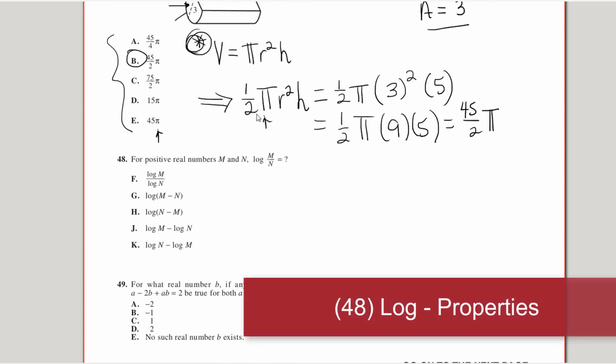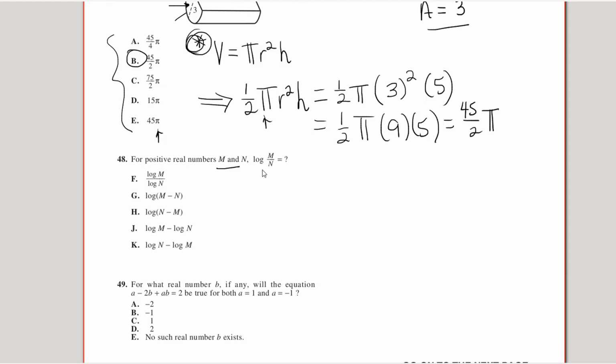48 says, for positive real numbers m and n, what is the log of m over n equal to? This is going to be making use of our properties of logs. We're expanding this out where we had log of m over n. You should be familiar with this property when we expand it out. This is the same as the log of m minus the log of n. That is a property, and that turns out to be answer choice J. So be familiar with your properties of logs, expanding them and condensing them. We have logs with multiplication. We need to know how to do that, and also raising those to a power. So make sure you take a look at those different properties.